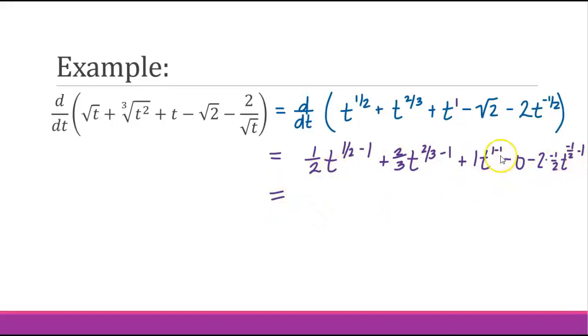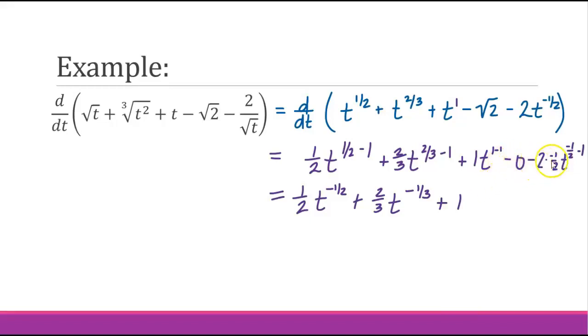All right, so now we'll go ahead and actually perform the subtractions in the exponents. So I have 1/2 t to the negative 1/2, plus 2/3 t to the negative 1/3. And then right here, notice that I'm going to end up with t to the 0, and anything to the 0 is 1 times this 1, so we have just plus 1. We won't write the 0.